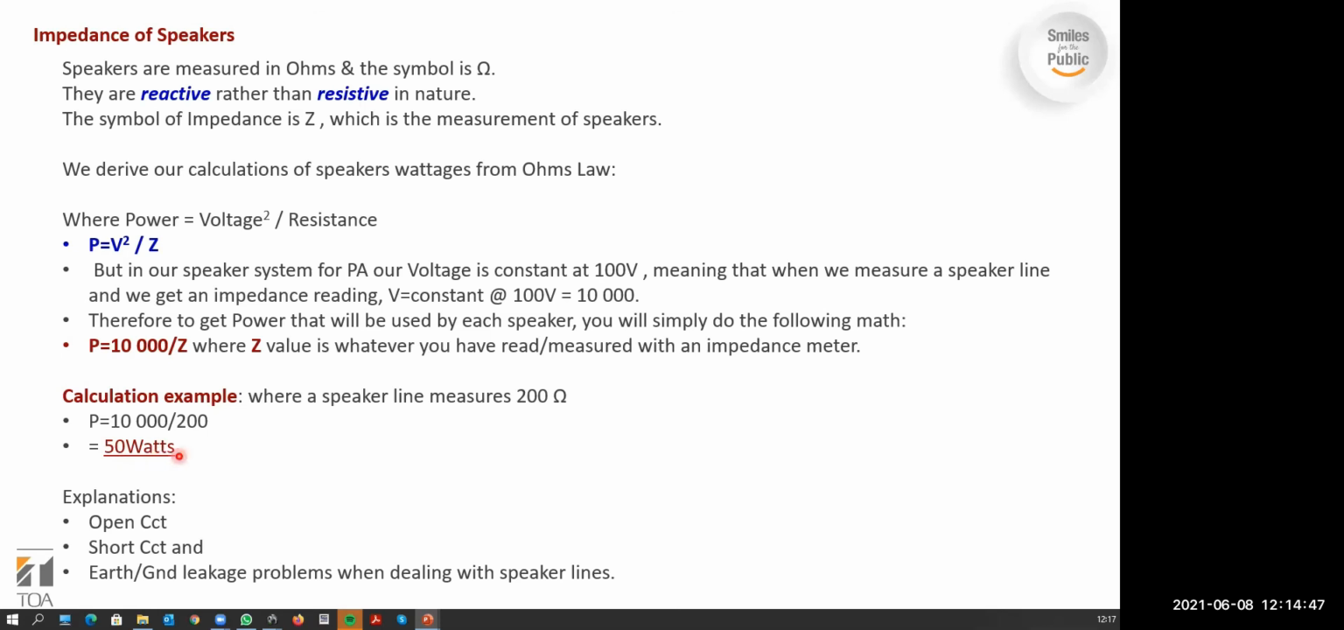So for example, if I was installing speakers and I was not paying attention to the tappings, I've installed my speakers, I've put my impedance meter and I'm reading 200 ohm and I have a 30 watt amplifier. It means I cannot connect that amplifier because I'm asking a 30 watt amplifier to produce 50 watts. Guys, that's asking for trouble.